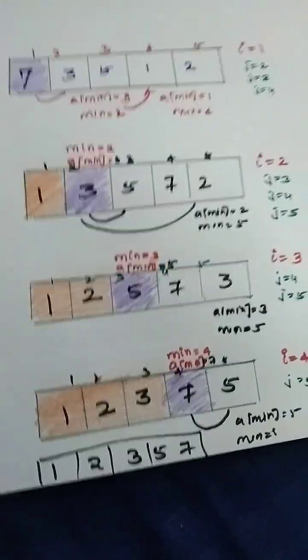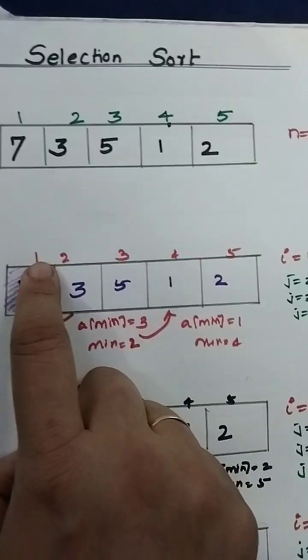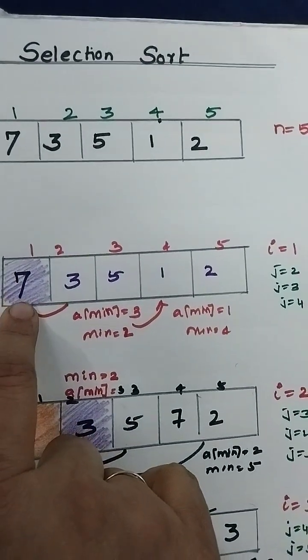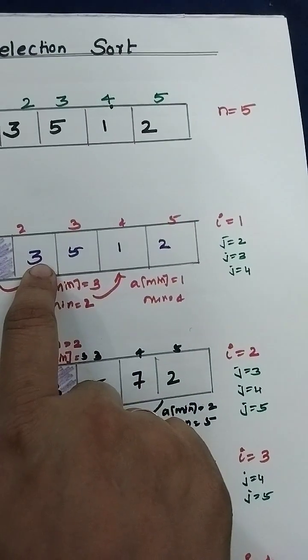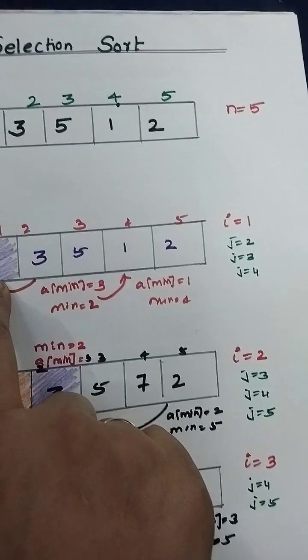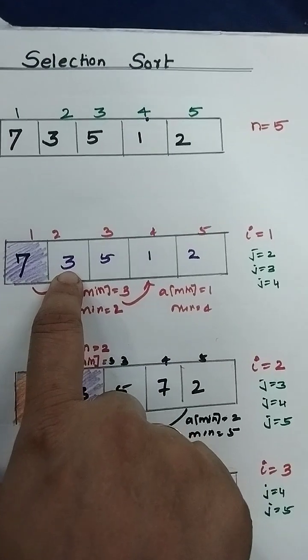Okay, I repeat what we have done here. First, for 5 elements, we have to consider the first element as minimum. This first element is compared with the rest of the elements to find the minimum among the list. That is, 3 is compared with 5, 7. 3 is smaller than 7, so 3 becomes minimum.